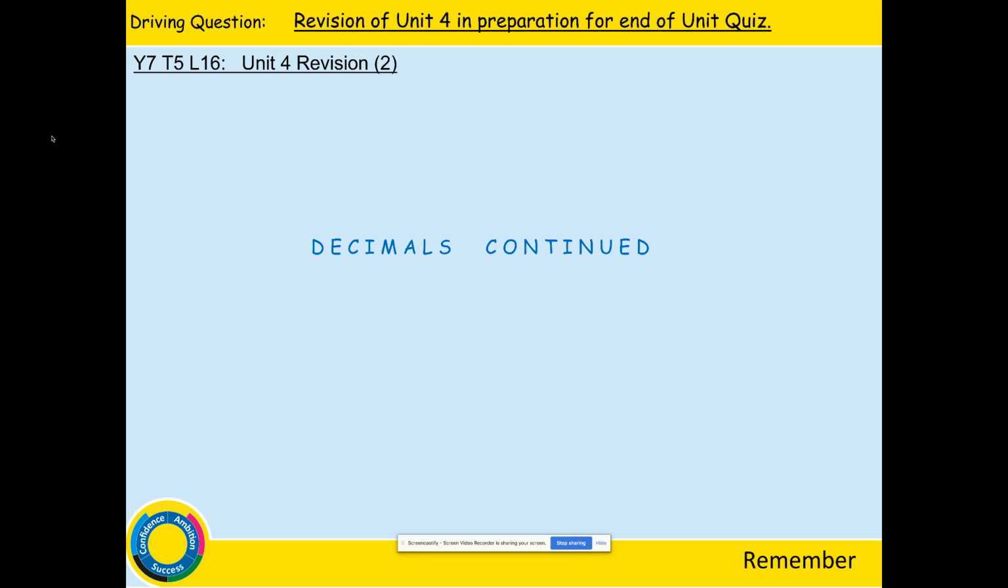Term 5, Lesson 16, Revision of Unit 4, Part 2. We'll continue with decimals. It might actually be Term 6 by the time you do this lesson.